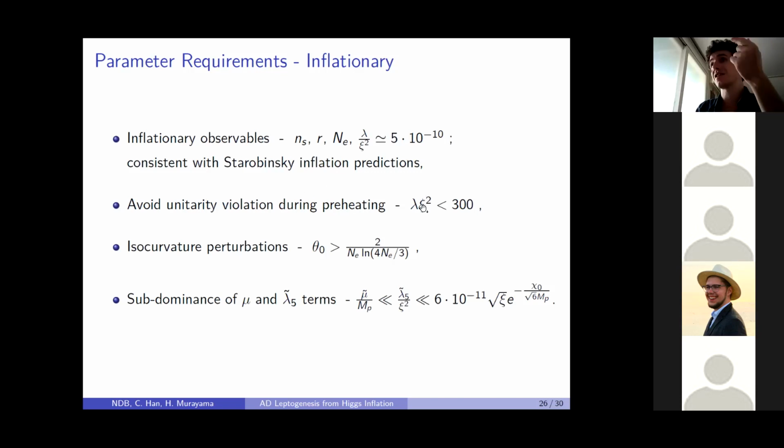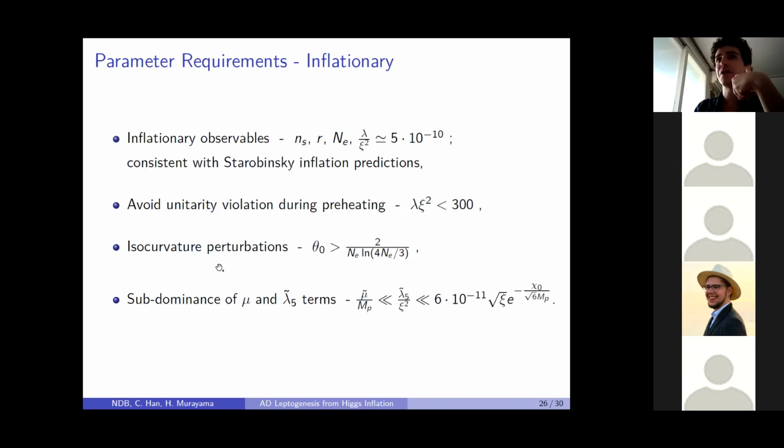But this is one of the things I was saying, that large non-minimal couplings can be an issue. But as long as you require that the quartic couplings and the non-minimal couplings satisfy this relation, you can avoid this problem. And so we require that.